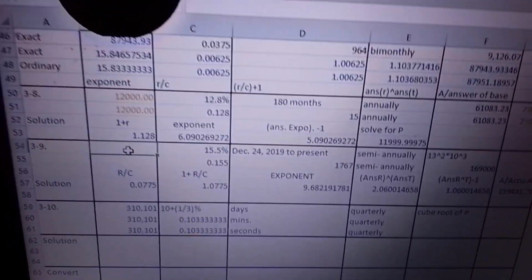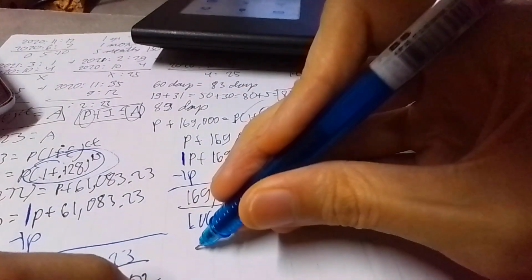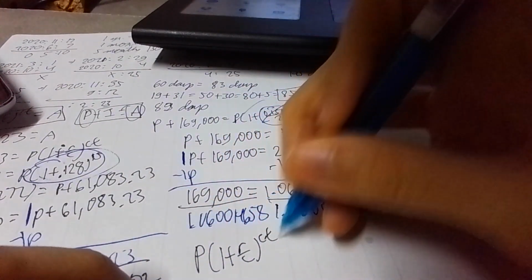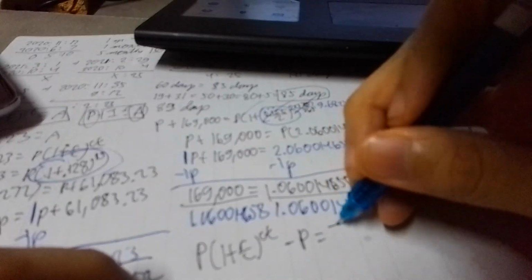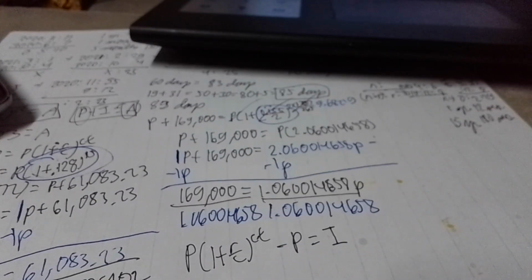So ganito yung ginawa namin. Oh, actually, there's another formula that you can also do in this particular situation. Di ba remember, this is your A. Your A is equivalent to P plus P times 1 plus R divided by C raised to the CT power, minus P equals I. Di ba? So therefore, if you want to factor out the P, pwede pa rin.